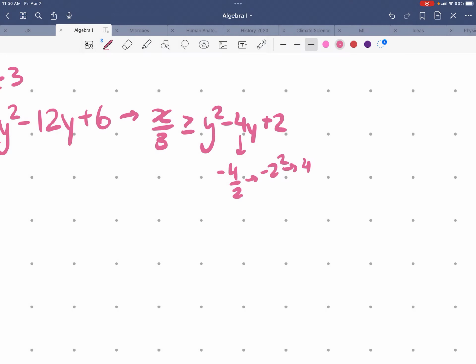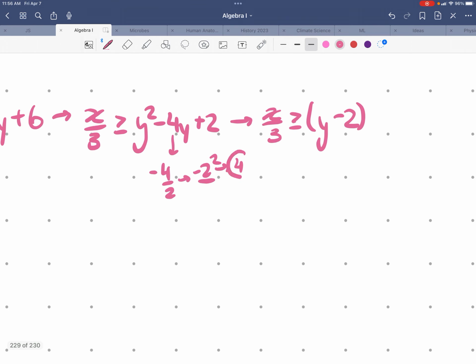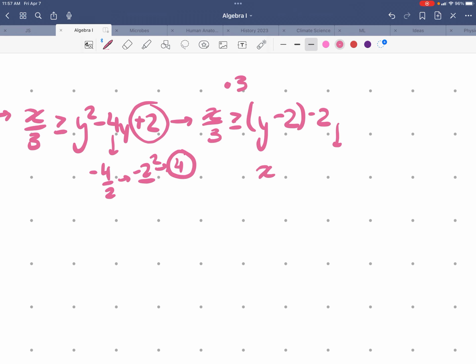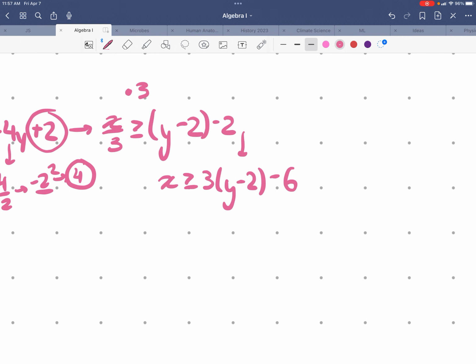And now we need to use this number inside of the parentheses. So now we get x over 3 is greater than or equal to (y minus 2) squared. And now finally we need to subtract this number from c. And now we get 2 minus 4, which is negative 2. And finally we multiply everything by 3 again. And then we get x is greater than or equal to 3 times (y minus 2) squared minus 6. And that is our vertex form.